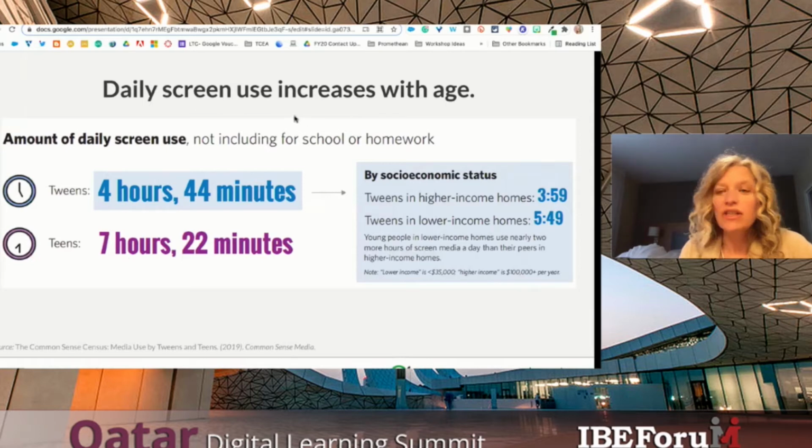Over here on the right, we're seeing that the students that are from lower income homes are spending even more time with the use of technology. So again, you can see all of this report here from Common Sense Media if you would like to delve deeper into it.